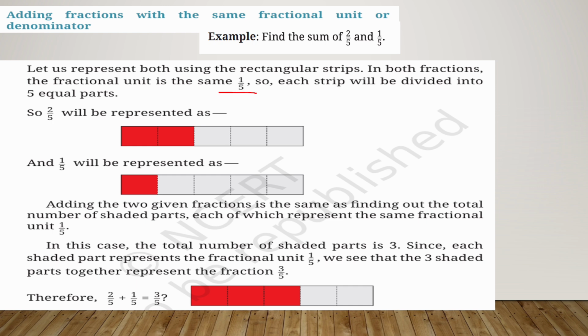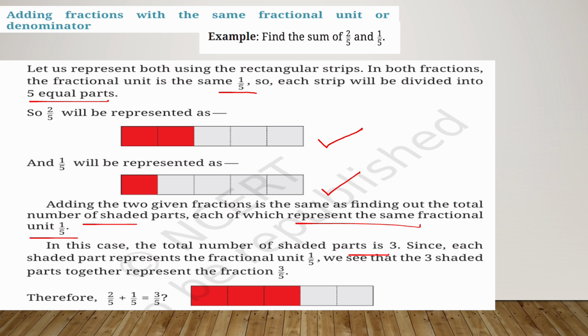So, each strip will be divided into how many equal parts? 5 equal parts. So, 2 by 5 will be represented as like this. 2 by 5. Out of 5, 2 portions are shaded. And 1 by 5 will be represented like this. Out of 5, 1 portion is shaded. Adding the two given fractions is the same as finding out the total number of shaded parts, each of which represents the same fractional unit 1 by 5. So, in this case, the total number of shaded parts is 3.